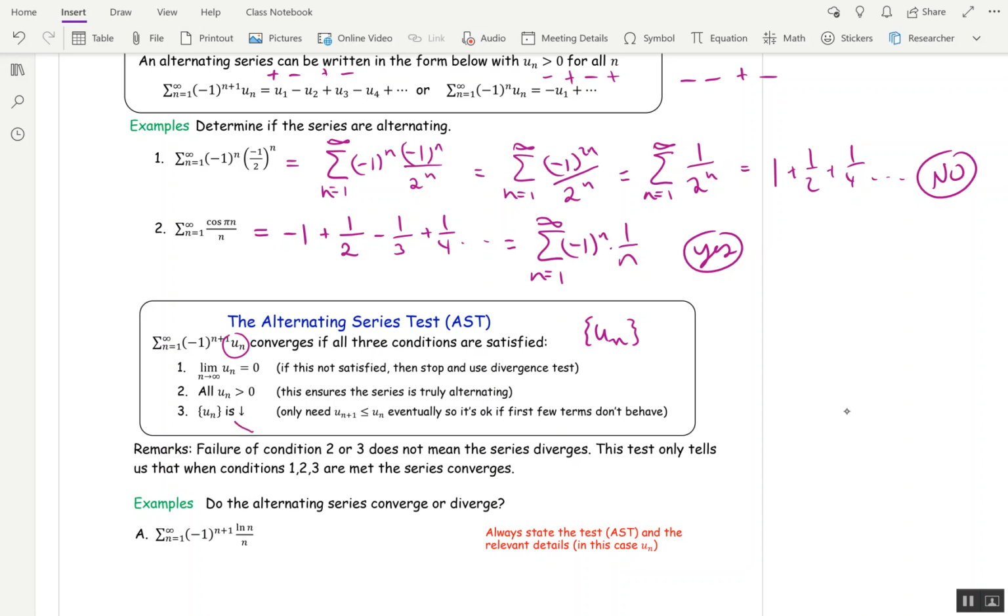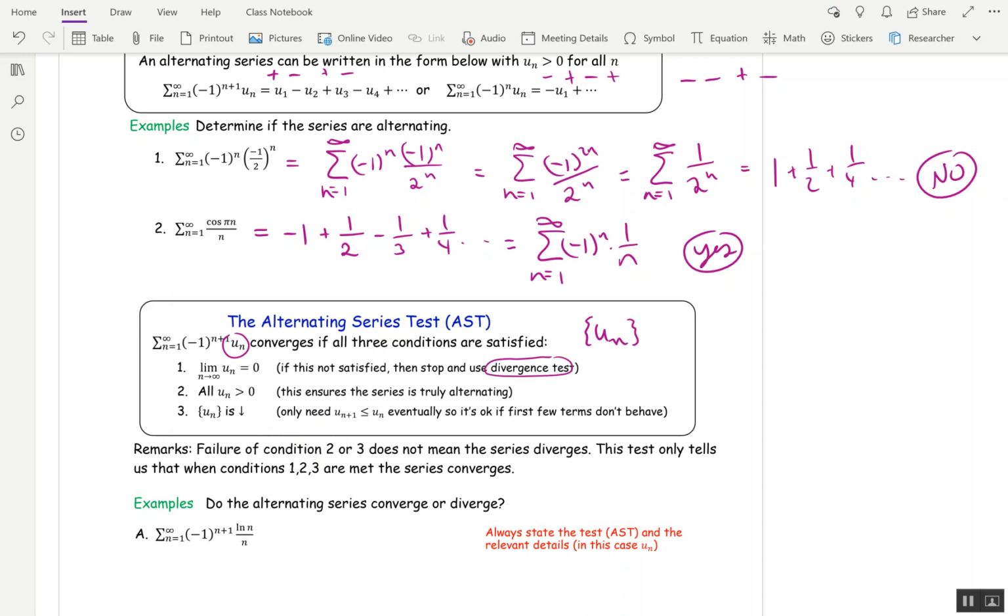Remember, for showing a decreasing sequence, if the numerator's fixed and the denominator's increasing, like 1 over n or 4 over n squared, those are obviously decreasing sequences. If both the numerator and the denominator are increasing, like n over ln n, then you would have to show that that sequence is either decreasing or not decreasing. That would not be obvious. All right, one more comment on the alternating series test. If condition 1 fails, go ahead and use the divergence test because the series will diverge.